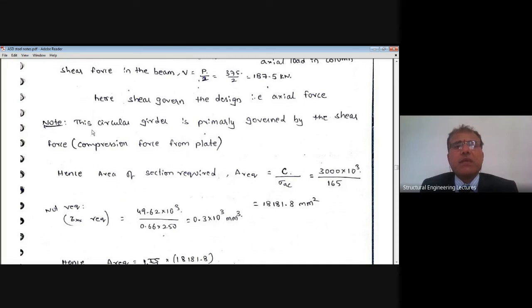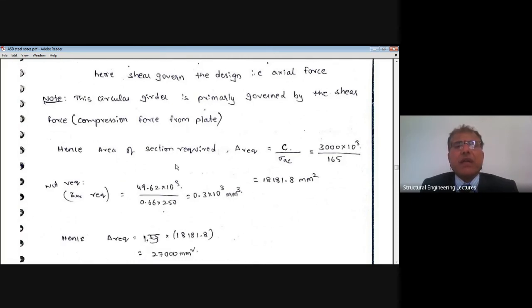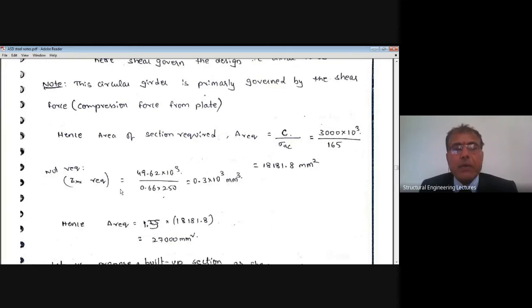Then the area of the section required from the compression point of view, assuming the permissible axial compressive stress, assuming slenderness ratio lambda, is equal to 0.6 Fy. Substituting which, I'll get permissible axial compressive stress as 165. If I divide 3000 × 10^3 Newtons by 165, I'll get around 18,182 mm square of the compression area required for the girder.